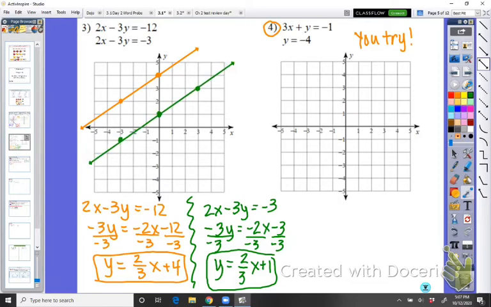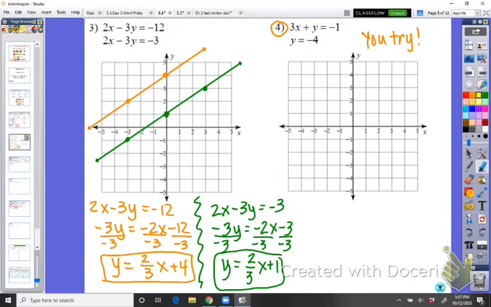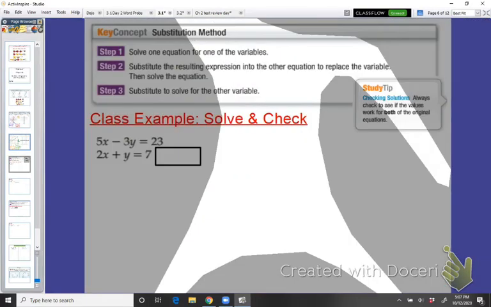You should see, even before I graphed these, that these are parallel lines. They have the same slope there of 2/3. So you're going to see that because they are parallel, there is no solution to this one because they never intersect. So that's the solution to that one. There is none. All right, like I said, you try number 4 because I want to try to keep this video as short as possible.